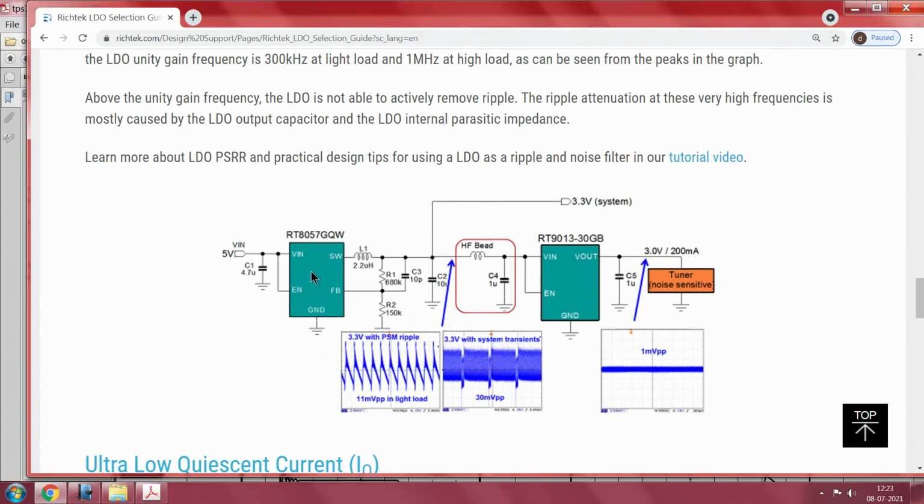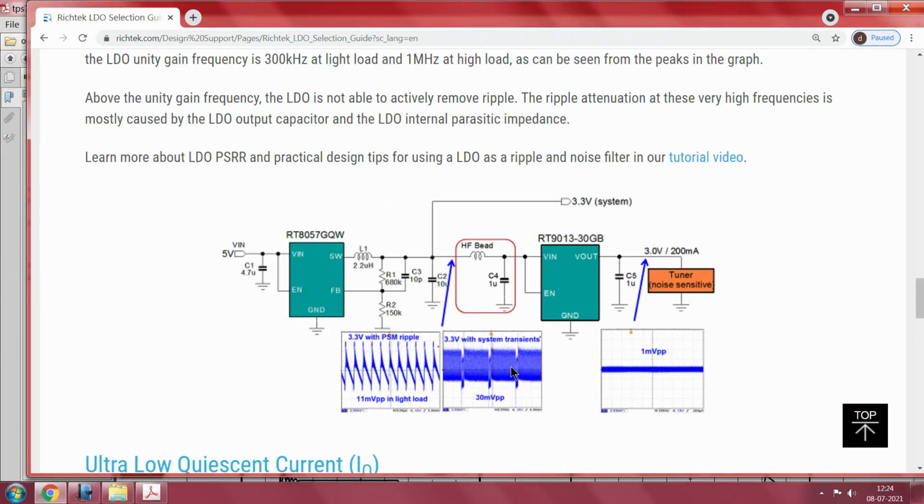This is a buck converter, folks. You see this left side picture, this left side is a buck converter. It has brought it down from 5 to 3.3, and from 3.3 after this filter action you are getting 3 volts. So this is very important. This picture is actually capturing everything and it is self explanatory. You get 3.3 volt with a lot of ripple, 11 millivolt peak to peak in light load, 30 millivolt peak to peak with the transients.